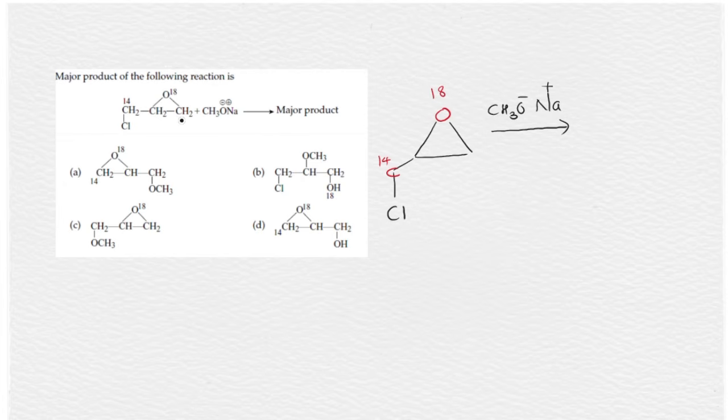The next question is purely based on the reaction mechanism. You can see that there is an epoxide with halogen in it and it is treated with sodium methoxide, and we have to find out what is the major product.